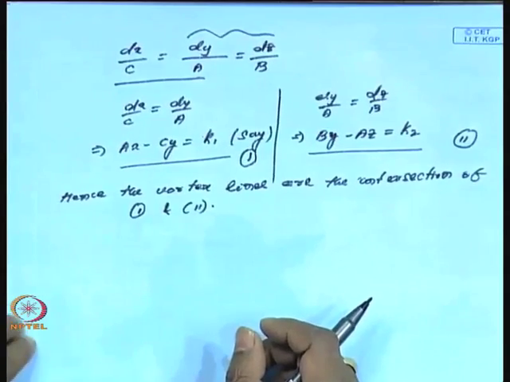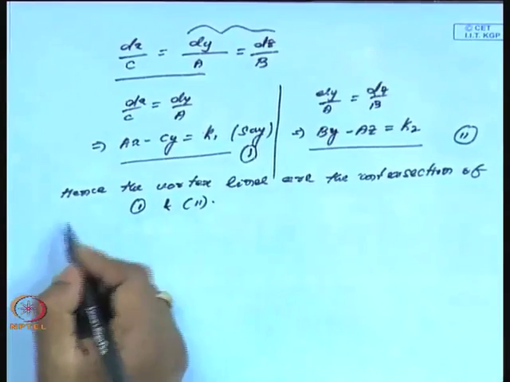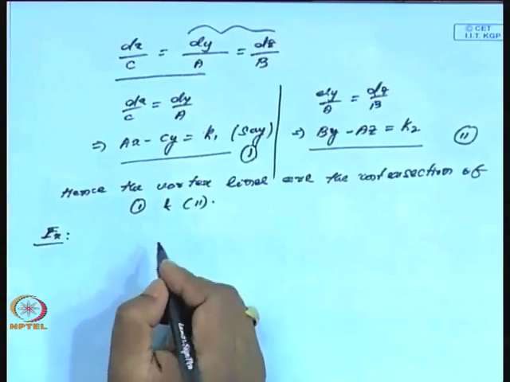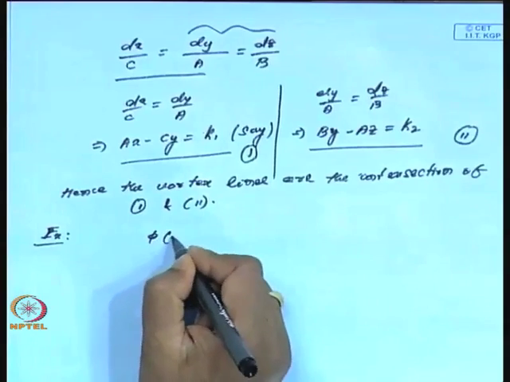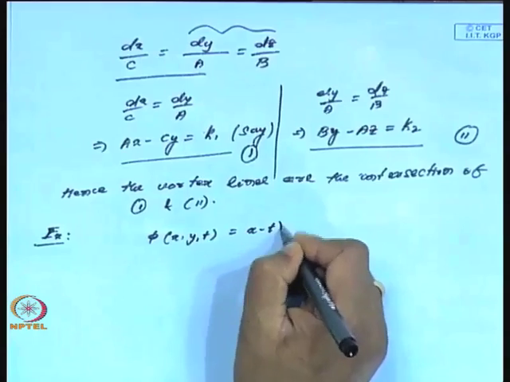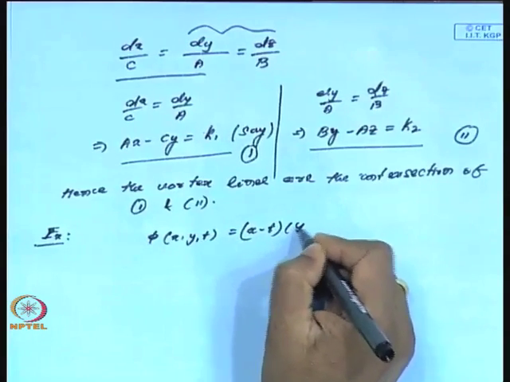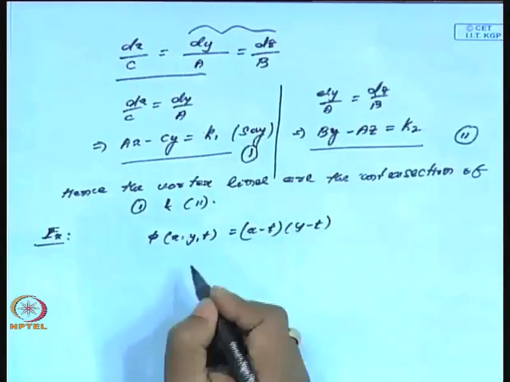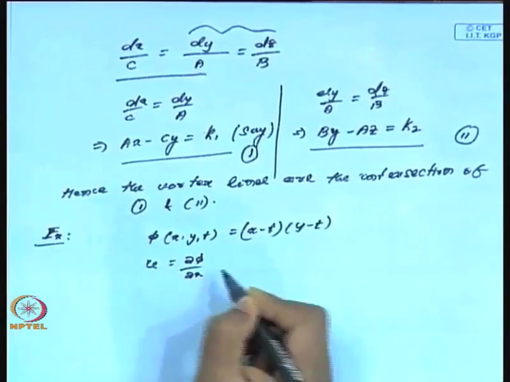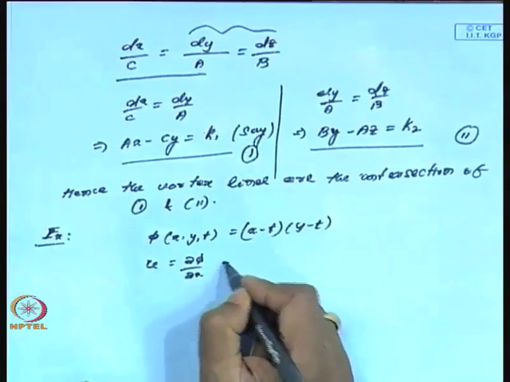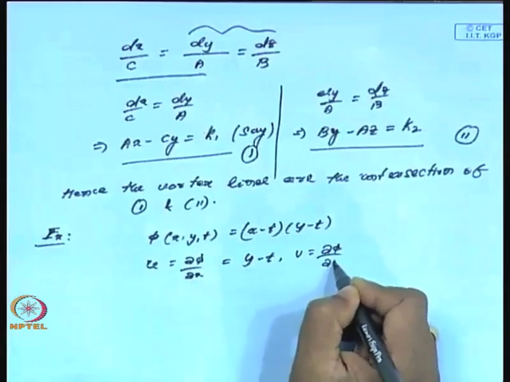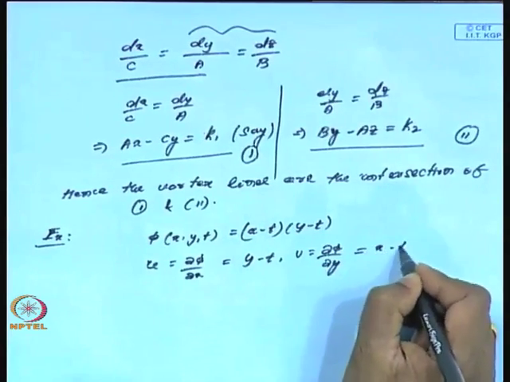Now, I will go to another example. This is a very simple example. I will concentrate mainly today on various types of examples. Given the velocity potential, suppose we have been given phi of x, y, t equal to x minus t into y minus t. If phi is this, then what will happen to u? u is del phi by del x, that will give us y minus t, and v is del phi by del y, that will give us x minus t.